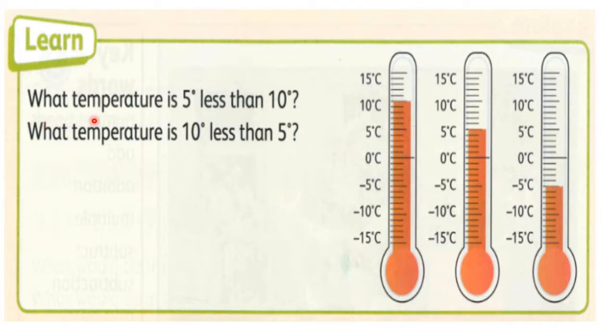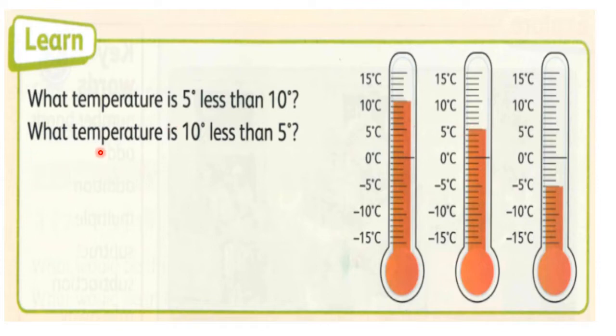What temperature is 5 degrees less than 10 degrees? So, if we look at the first thermometer, here is 10 degrees. If we go less 5, it would take us to 5 degrees, which is the second thermometer.